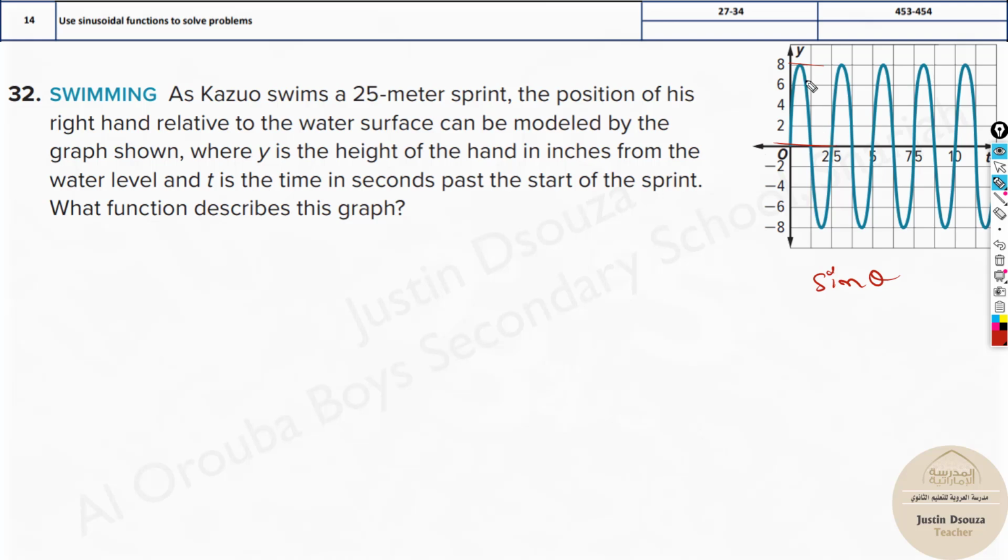What's the amplitude from 0 to over here? A is 8. What's the period? From here it keeps on going until, what is this? It's 2.5. So period is 2.5. Just find the b value. B value is 2 pi by 2.5.